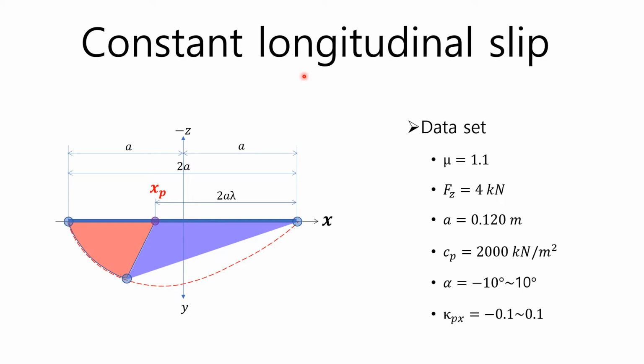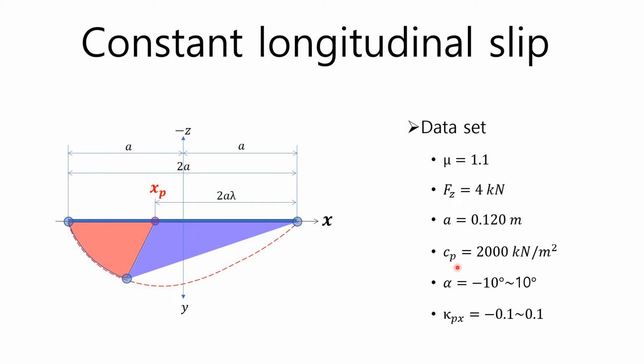Let's draw the graph of constant longitudinal slip. In this figure, total length of the tire contact patch is 2a from here to here, and xp represents the starting point of sliding. The values shown in the data set are: the friction coefficient mu is 1.1, the vertical resultant force Fz acting on the tire contact patch is 4 kN. Half the length of the tire contact patch is 0.12 meter.